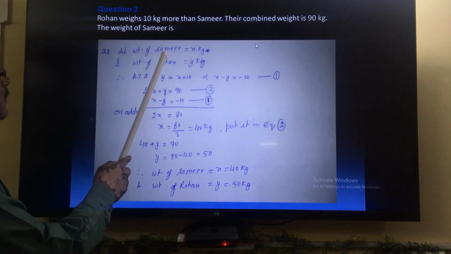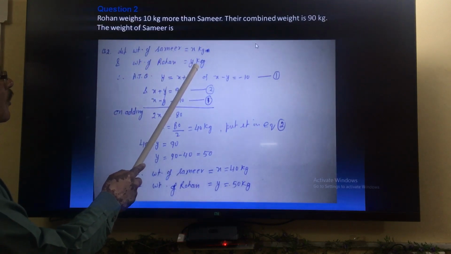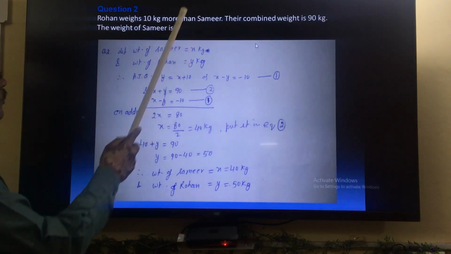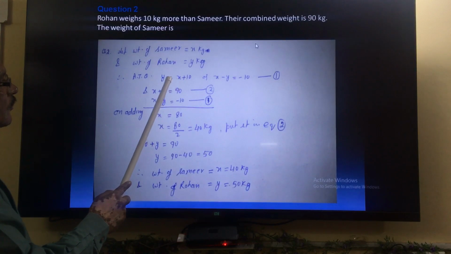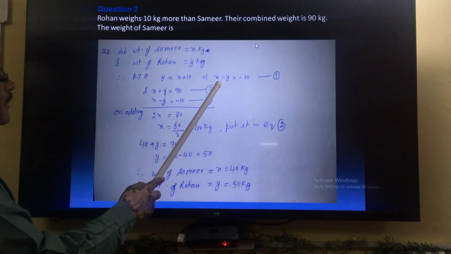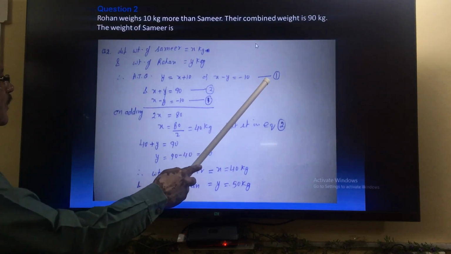Let the weight of Samir be x kilogram and weight of Rohan be y kilogram. According to the question, Rohan's weight is 10 kg more than this. So Rohan's weight is y, and y will be equal to 10 more than x. So y is equal to x plus 10. This is according to the question. So we will write it in standard form. So x minus y is equal to minus 10. This is our first equation.